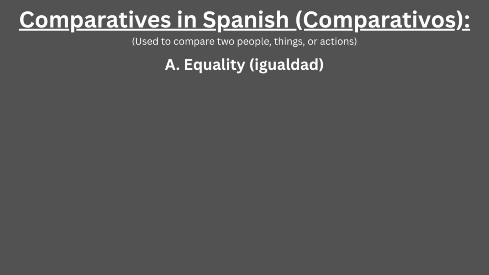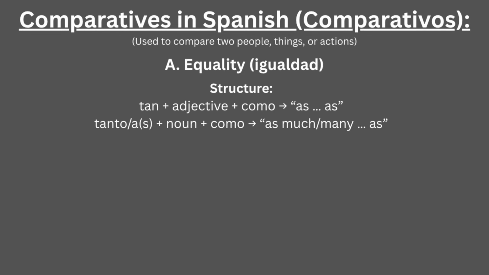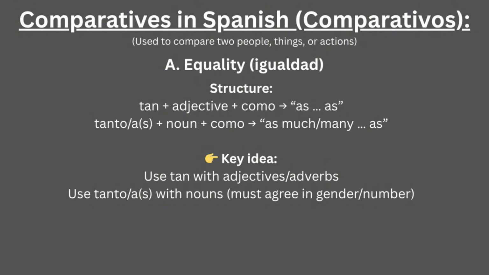Let's see the first type, equality. This type has two patterns for a comparative: tan plus an adjective plus como, which makes as, and tanto, tanta, tantos, tantas, plus a noun plus como, making as much or as many as. The key idea is that tan is needed for adjectives and adverbs, and that tanto is used with nouns, agreeing in gender and number.